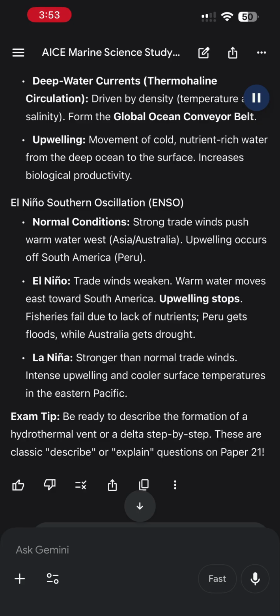El Niño, trade winds weaken. Warm water moves east towards South America. Upwelling stops. Fisheries fail due to lack of nutrients. Peru gets floods, while Australia gets drought. La Niña, stronger than normal trade winds. Intense upwelling and cooler surface temperatures in the eastern Pacific.